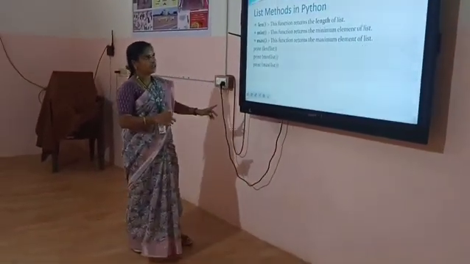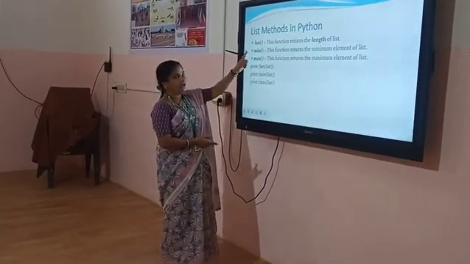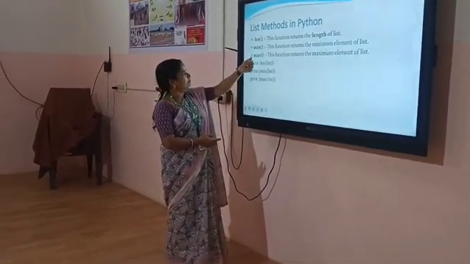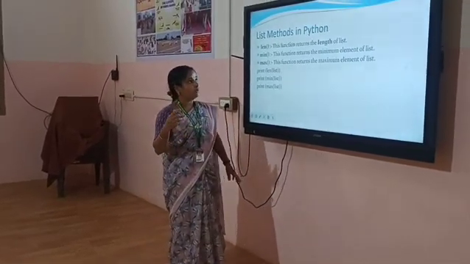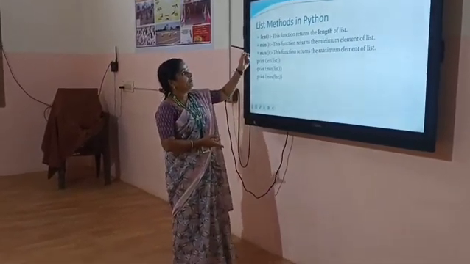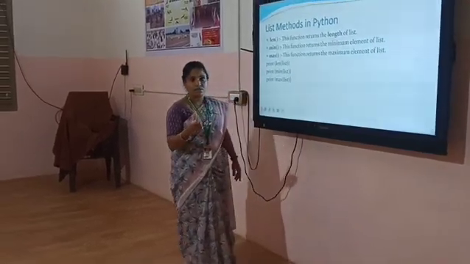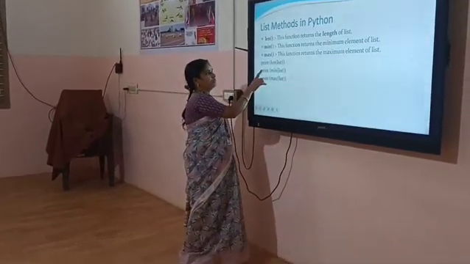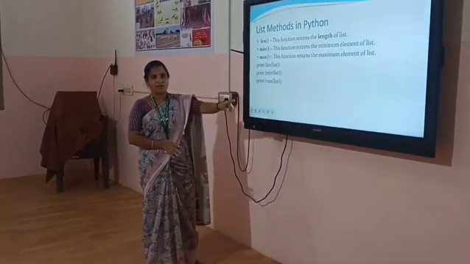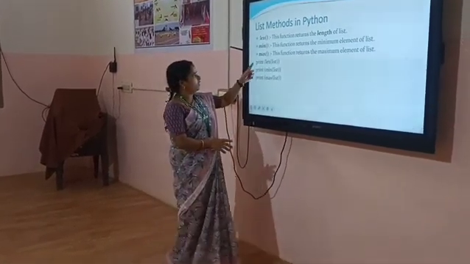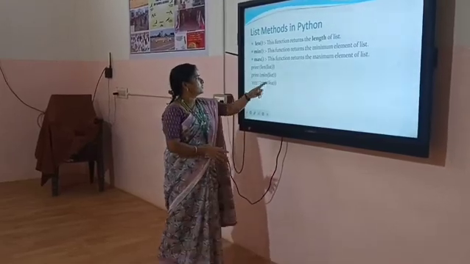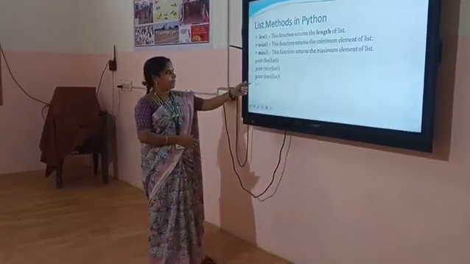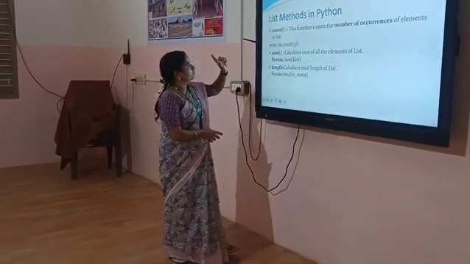List methods in Python: length, minimum, maximum. The length function returns the length of the list. Minimum, this function returns the minimum element of the list. Maximum, this function returns the maximum element of the list. So print length of list, print minimum of list, print maximum of list.